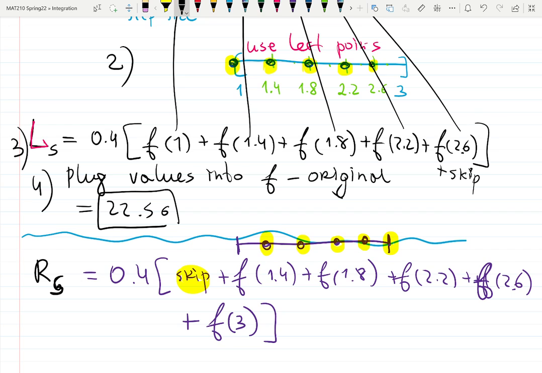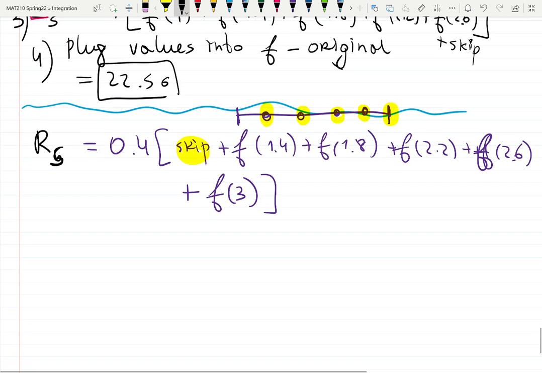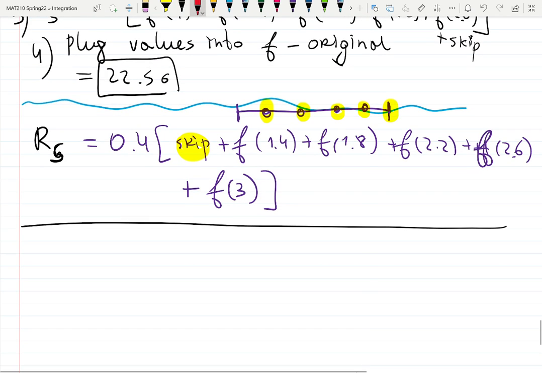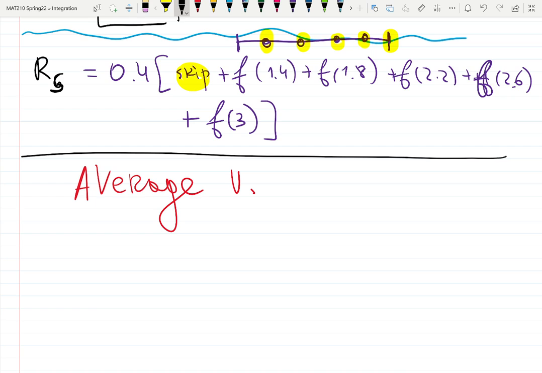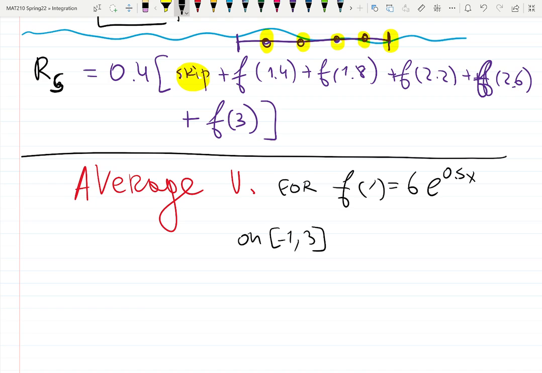Oh, and average value. Average value will be your favorite chapter. So in office hours today we were talking about this. Let me quickly tell you that the average value problem on the exam will be the best one. Do you know why? I ask you to find the average value for f of x equals 6 e to the 0.x on minus 1 to 3. Do you know what you have to do? Integrate and divide by the interval.